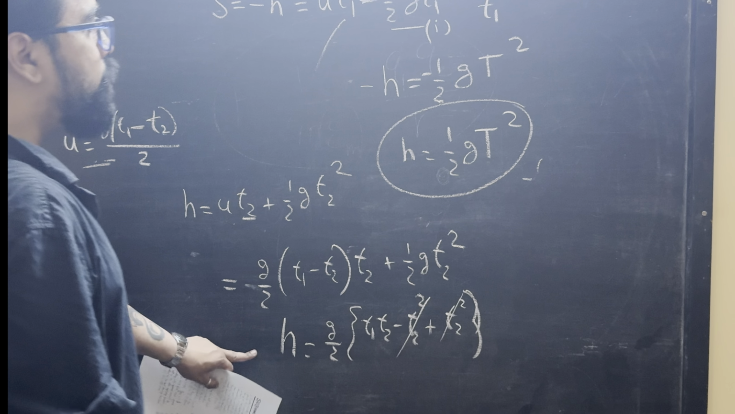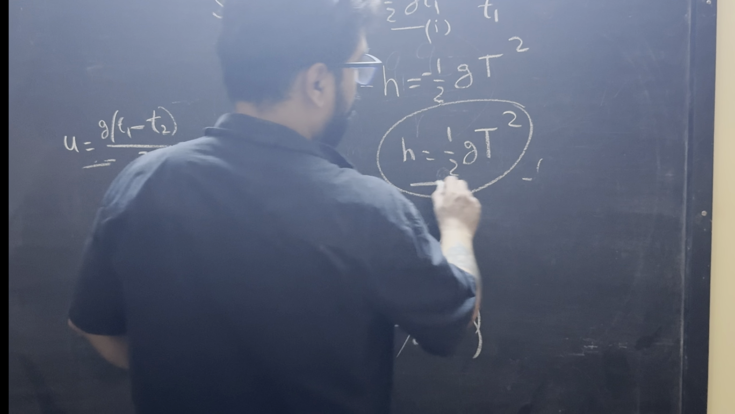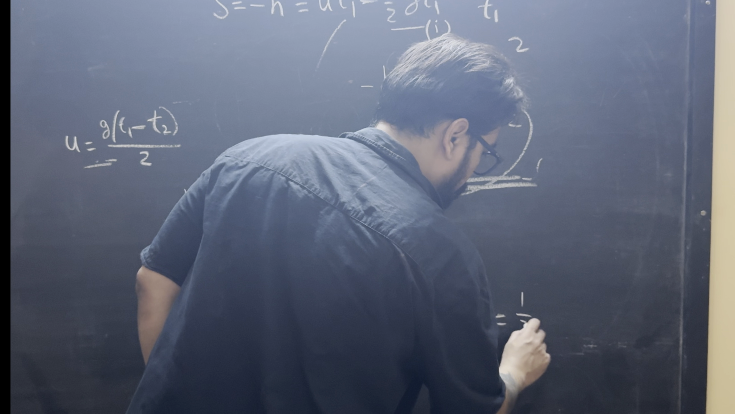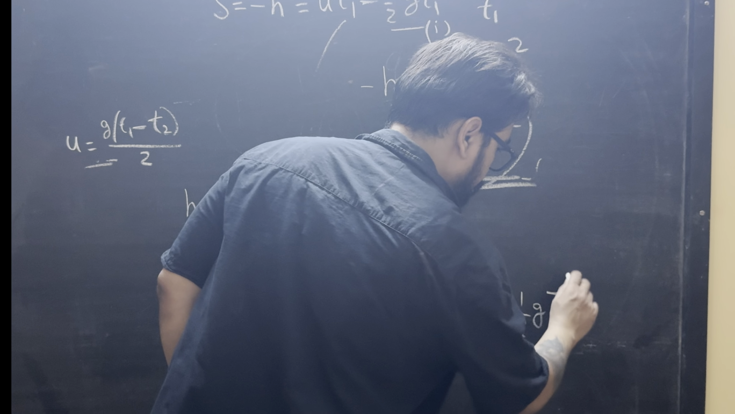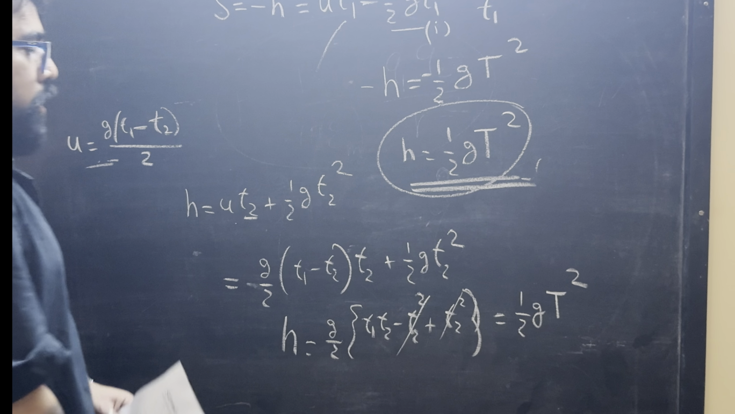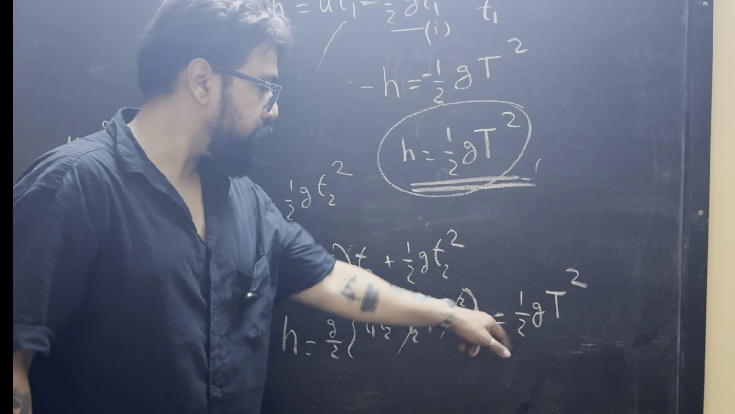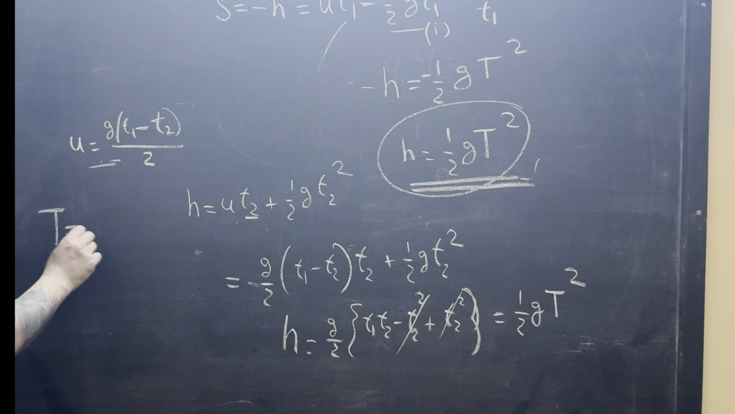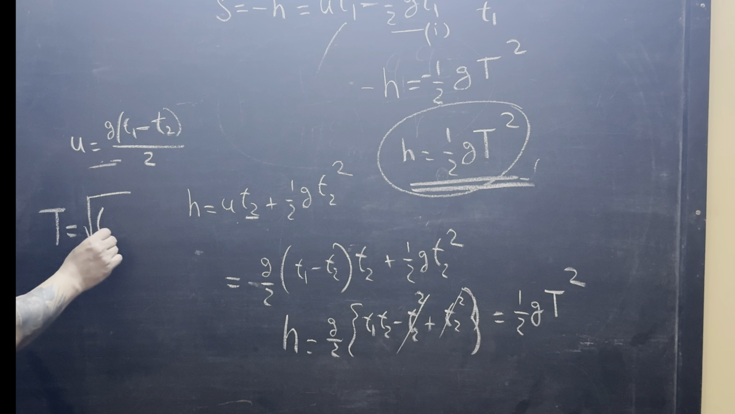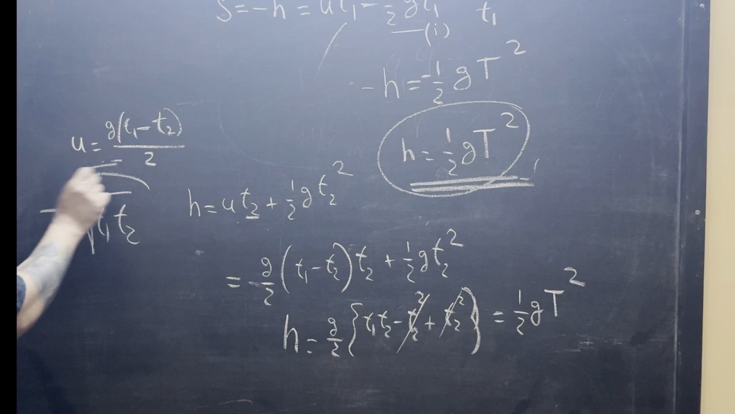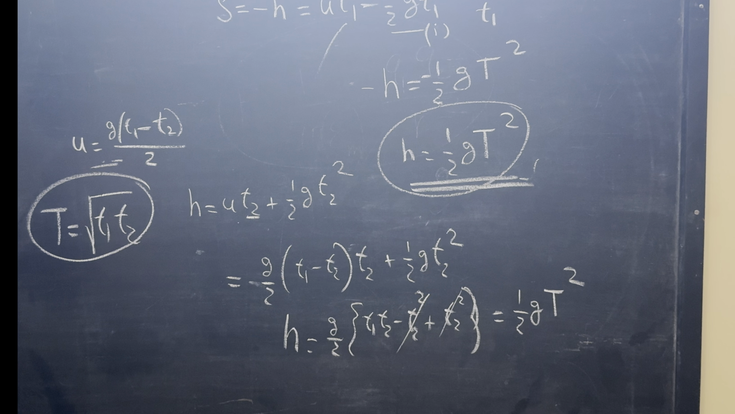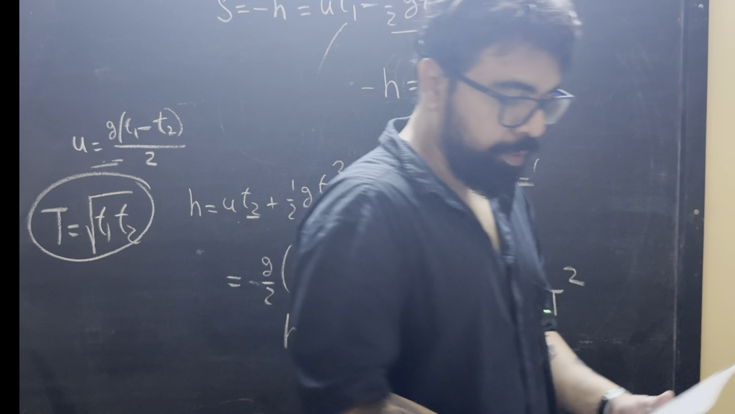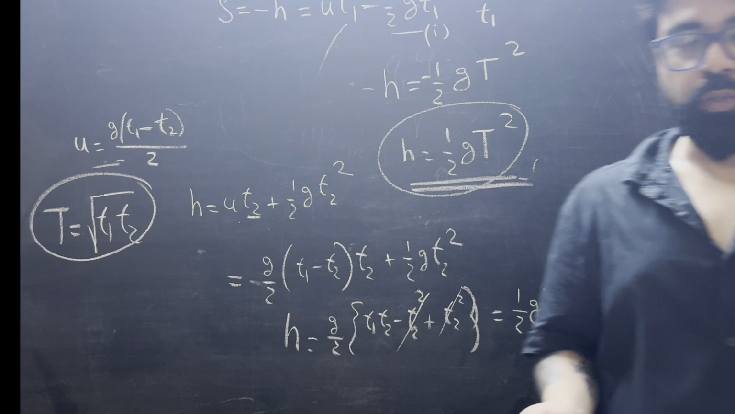But this small h is equal to how much? From equation 3, it is half g T square. So it is coming as half g T square, right? So cancel the half g and you are getting capital T as root under t1 into t2. So this is the solution of the first question. I hope you really liked it. Let's go for the second question.